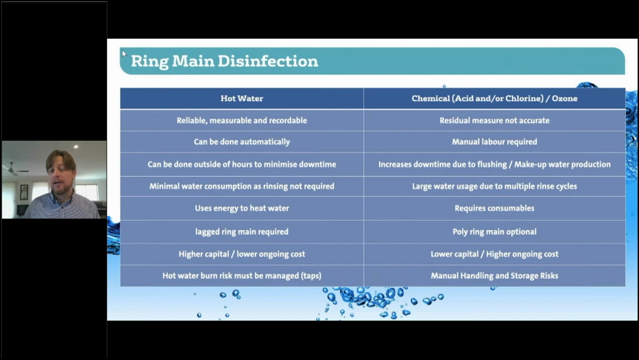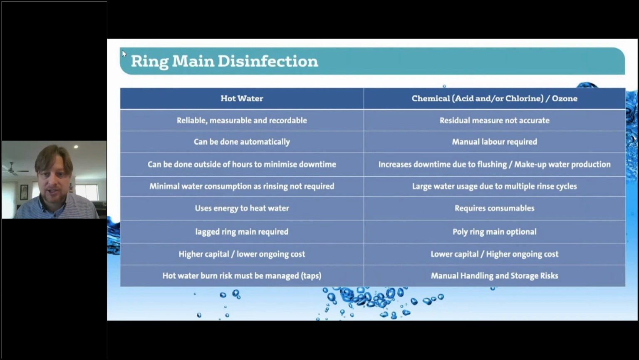Typically, they're required to be done manually. It's not a fully automated process. So you've got labour required, and of course you've also got longer downtime, not just because of the labour, but because you've got to flush the loops. So you've got to make up the chemical solution, flush it through the loop, then you've got to make fresh water and then flush the ring main to get any residual out, and that's whether it's chemical or ozone, it's the same. And then you've got to make up more water and flush the ring main again.